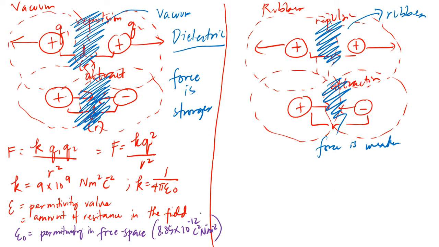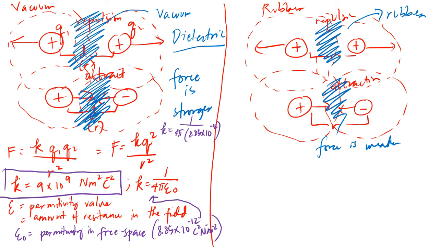If you substitute it in the expanded formula of K, that becomes K equals 1 over 4 pi times 8.85 times 10 to the negative 12. That should give you a value of 9 times 10 to the 9th power. So this proportionality constant is only true in a vacuum. But what if the dielectric is a rubber?